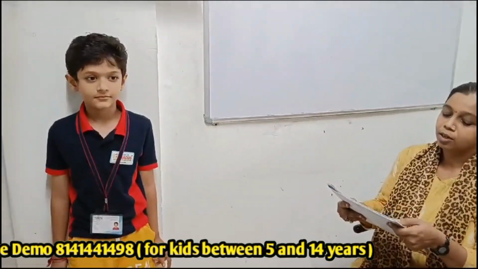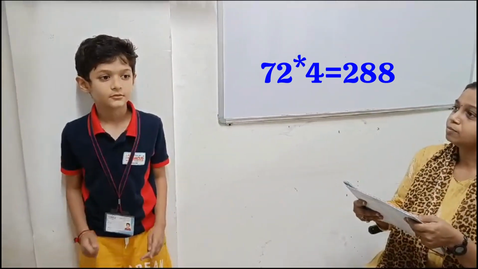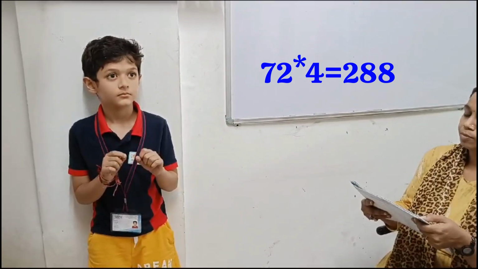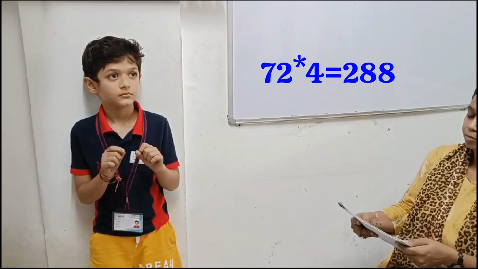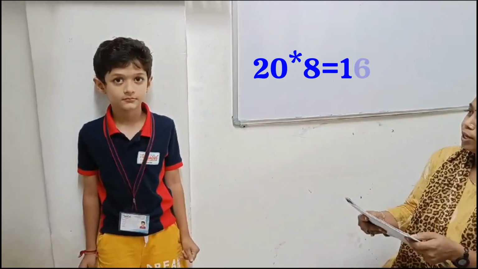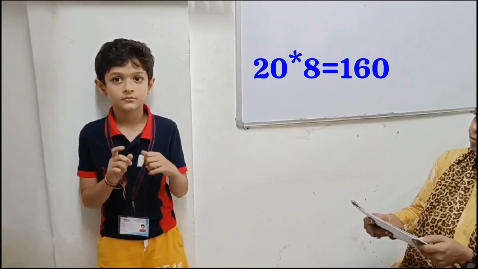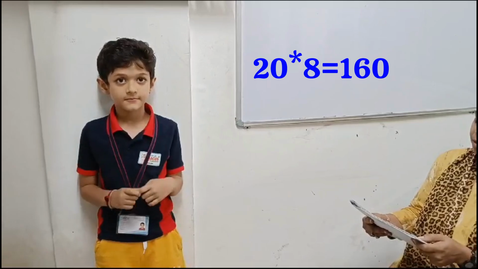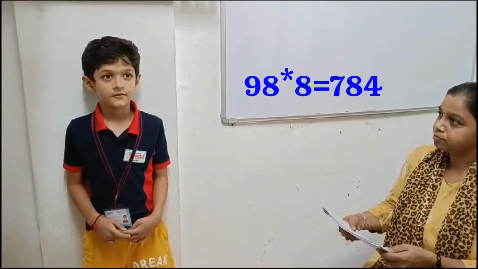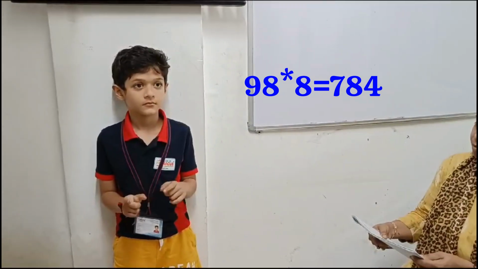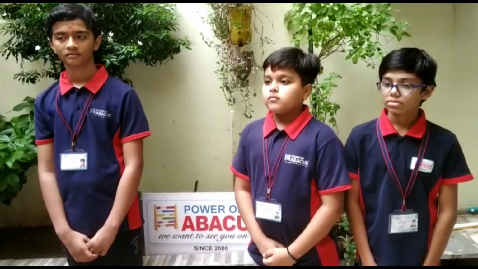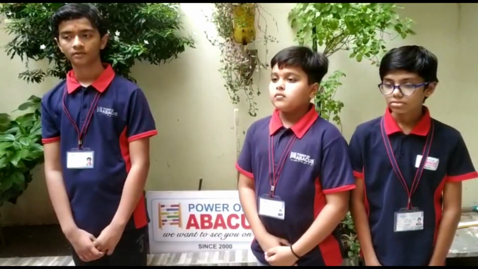Okay, 72 into 4. 288. Very good. 20 into 8. 160. Right. Next, 98 into 8. 784. Very good. Did multiplication 761 into 7.